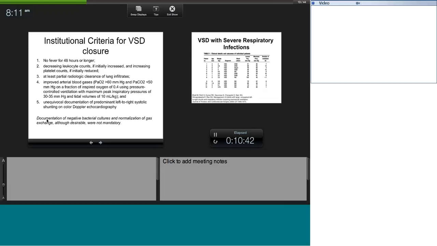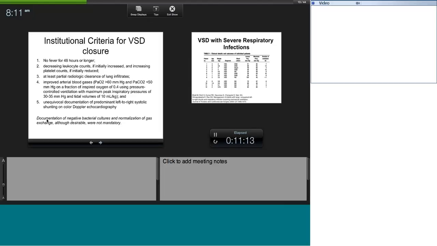The other thing we felt strongly was improving blood gases, because some of these patients were interesting. Their lung pneumonia was so bad that PVR would go up and the VSD would shunt left to right to left. So we said that let there be at least a PO2 of more than 60 and a PCO2 of less than 50 at a FiO2 of 0.4, and we would consider operating on these patients. And then, of course, on echo, we should show predominantly left to right.